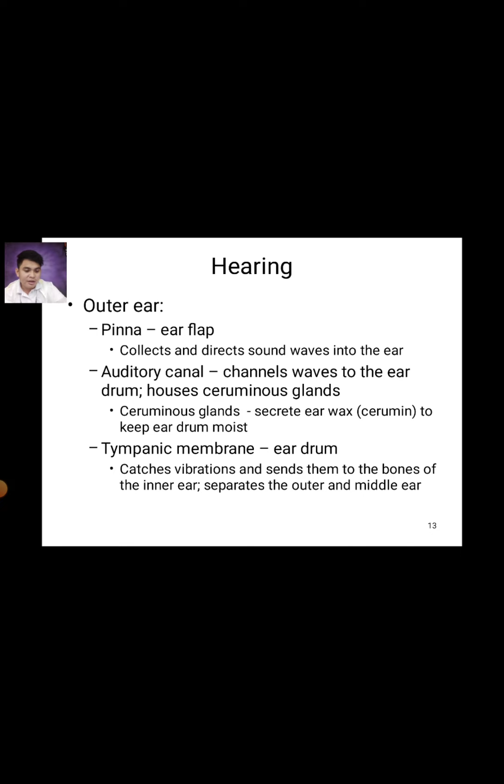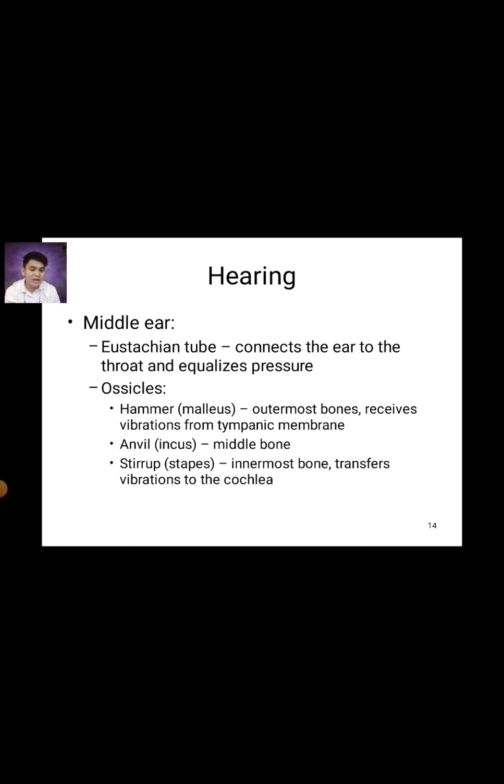Yan po. The inner ear, which has the vestibule, the space between the cochlea and the semicircular canals. The cochlea is a snail-shaped structure, fluid-filled with endolymph and perilymph. It contains the organ of Corti, or Corti. Yan po. The organ of Corti has tiny hair-like cells that pick up vibrations and transfer them to the auditory nerve.